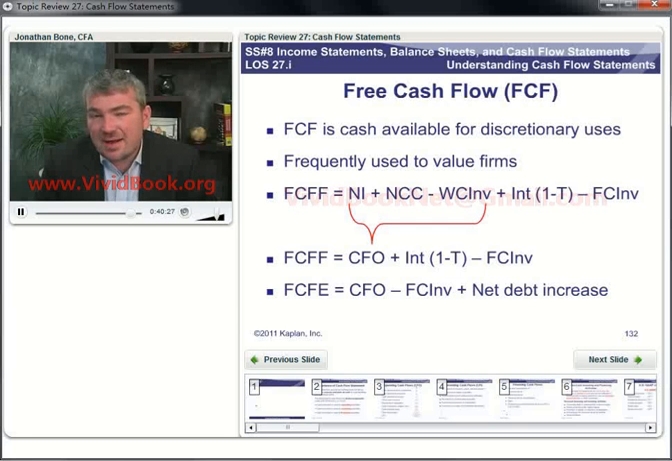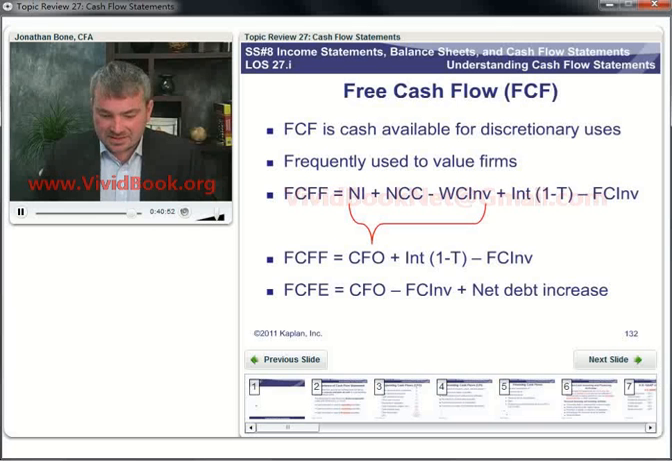Take CFO, again using the same approach: net income, add back your non-cash charges, subtract non-cash working capital, i.e. compute CFO using the indirect method, then subtract your capex, and then add on any net debt increase. If debt's increased, add it on. If debt decreased, subtract it. Why? Remember, free cash flow to the equity holders is after payments and receipts to the debt holders.